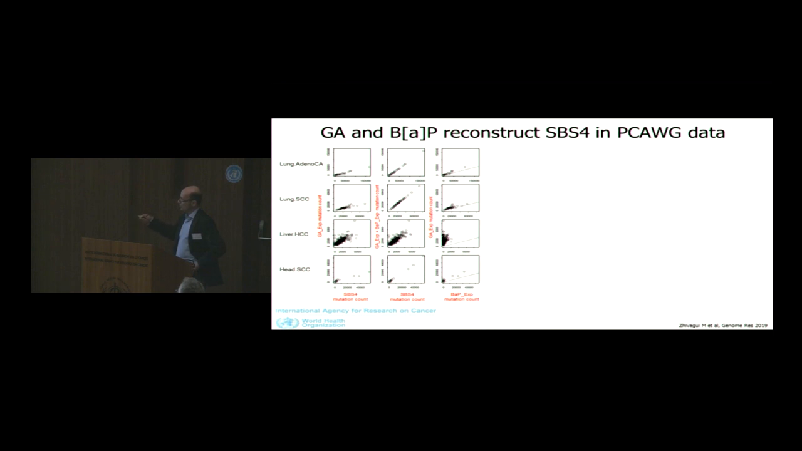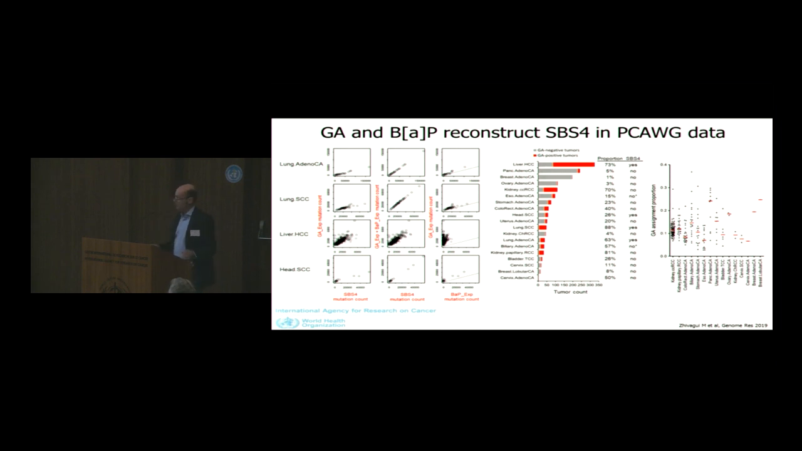So basically, I will just focus on the middle column here. The combination of the experimental glyceramide and BAP signatures basically reconstructs fully SBS4 in a very nice linear fashion in smokers, lung adenocarcinoma, squamous cell, in some livers, and also head and neck cancers. And then we found in the PEACOCK data quite a number of tumors where the glyceramide was present, and we actually had to look for it.